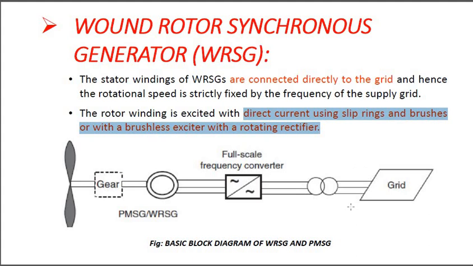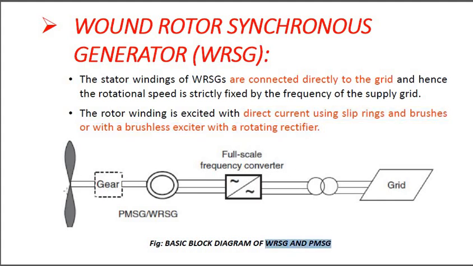This is the basic block diagram of the WRSG and PMSG. PMSG means permanent magnet synchronous generator. The block diagram is the same for both the WRSG and PMSG. So this is the wind turbine connected with the PMSG or WRSG through the gearbox, and this is the full scale frequency converter which will control the frequency, and its controlled output is given to this transformer, and this transformer is connected with the grid.